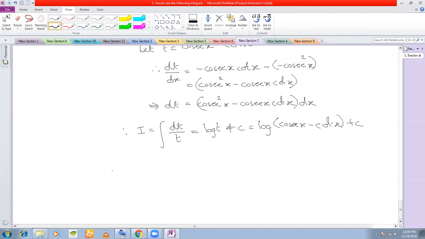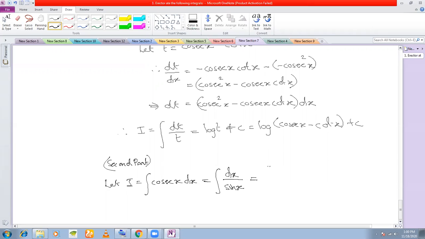Let us now come to the second one. That is second part. How to prove that it is equal to log tan x by 2. Again, let us assume that I is equal to integral cosec x dx. Now cosec x can be written as 1 by sine x. So you can write this as dx by sine x.